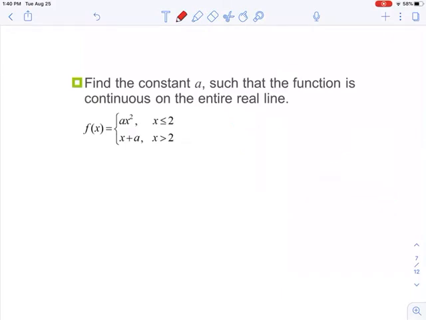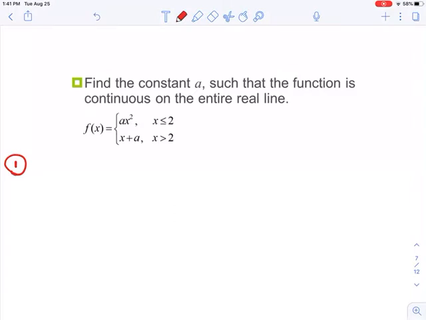Our line and our parabola are going to need to be able to meet up. So we're going to need to do that. Okay, so let's talk about the definition of continuity. Number 1, we need our function value to exist.